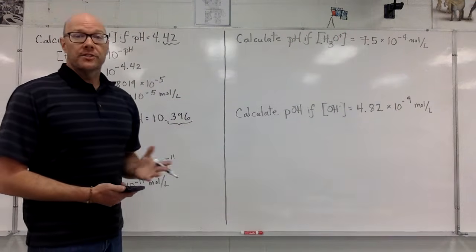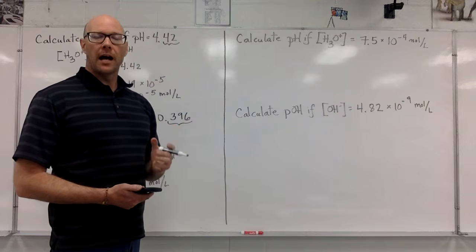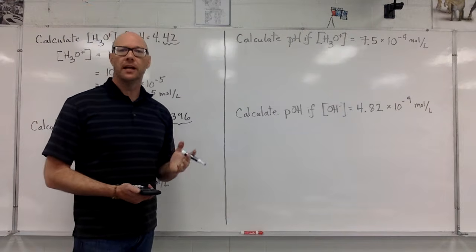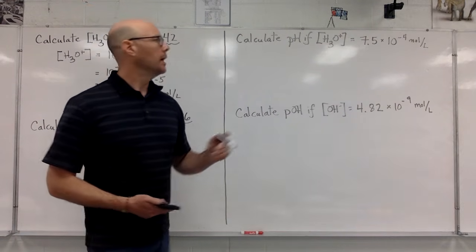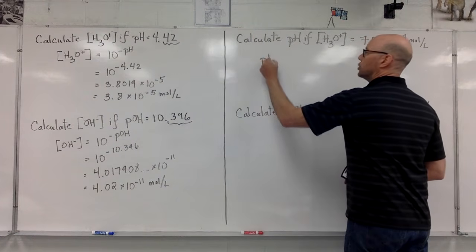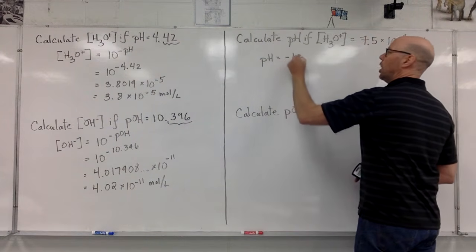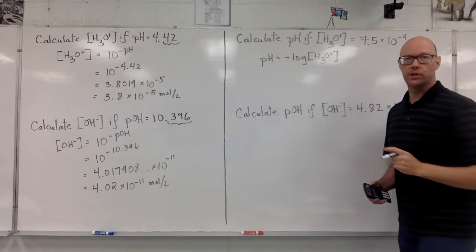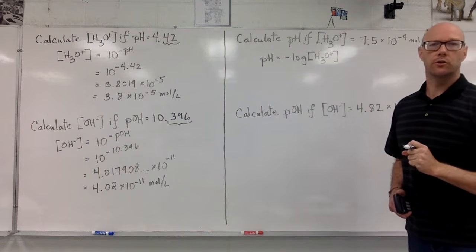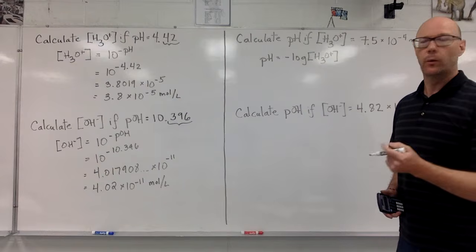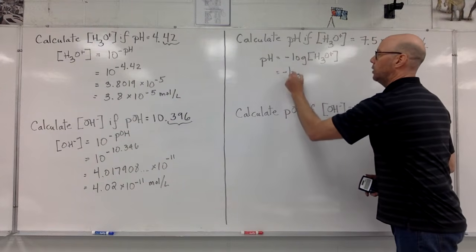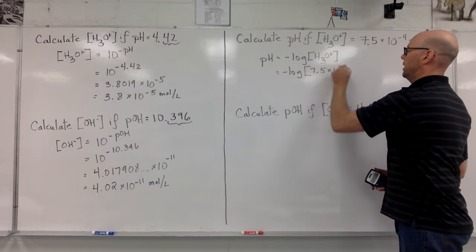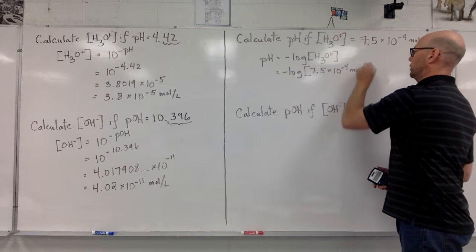The third question says, calculate the pH if the hydronium ion concentration is equal to 7.5 times 10 to the power of negative 4 moles per liter. This time, the pH is equal to the negative log of the hydronium ion concentration. We have the hydronium ion concentration. We just want to substitute that into our equation, which is equal to the negative log of this value, 7.5 times 10 to the power of negative 4 moles per liter.